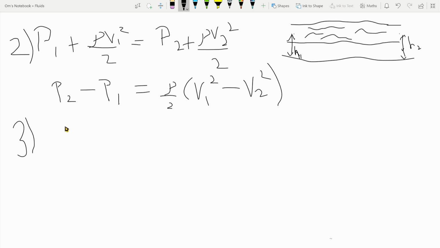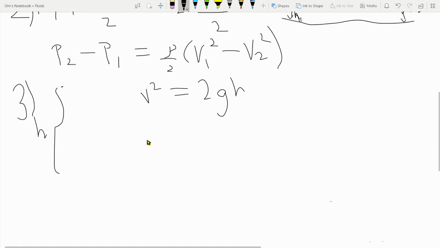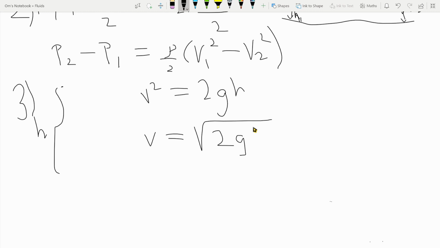So let's imagine that this is the object and this is the height. Since it is under a constant acceleration equal to g, we can apply the third equation of motion. I'm assuming that it is allowed to fall freely from rest, so v squared minus u squared, with u being 0, gives v squared equal to 2gh. So we find that v is equal to root of 2gh, the velocity of a body that has fallen freely under the influence of gravity through a height h.